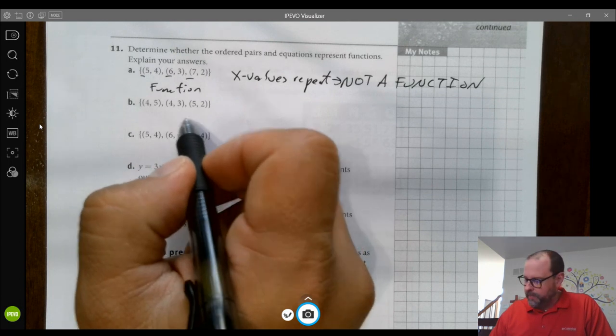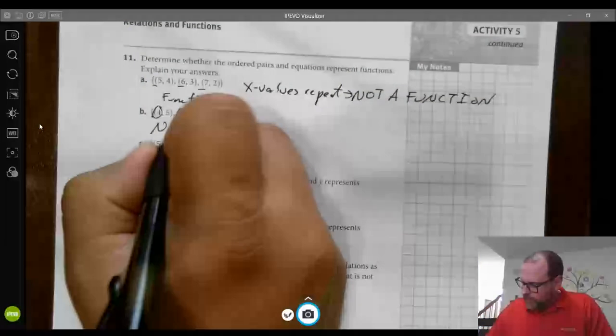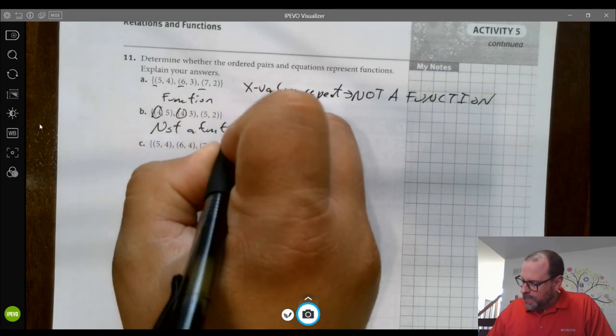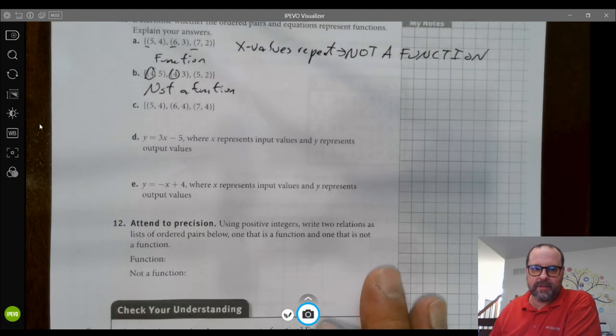4, 4, and 5. Are they all different? No. 4 and 4 are the same. So this is not a function. I don't even care. Notice I'm not looking at the y's. Don't care what they are.